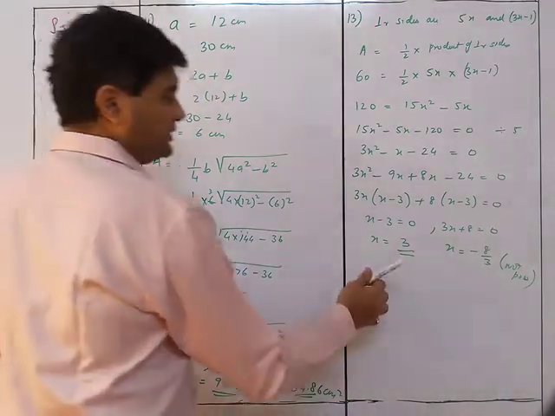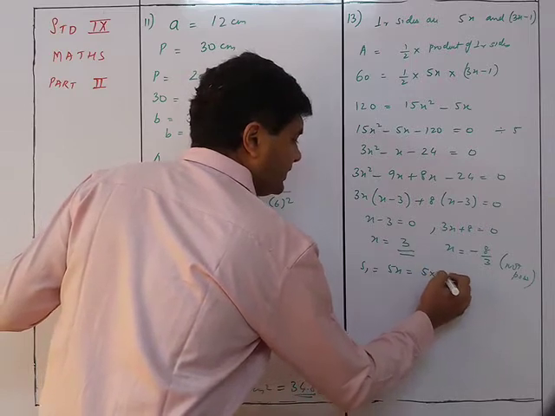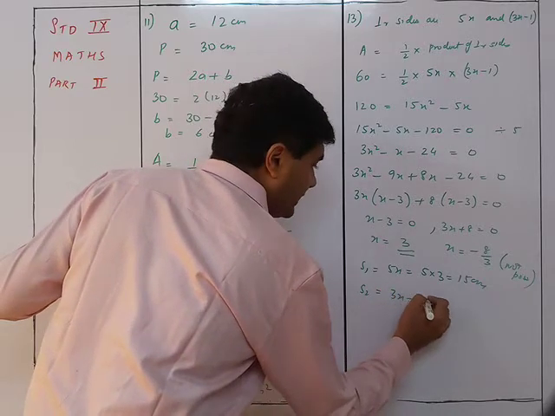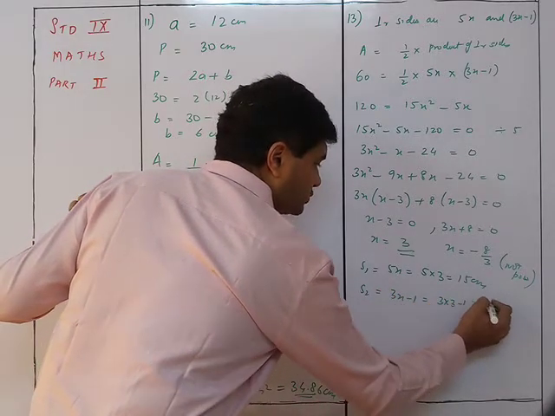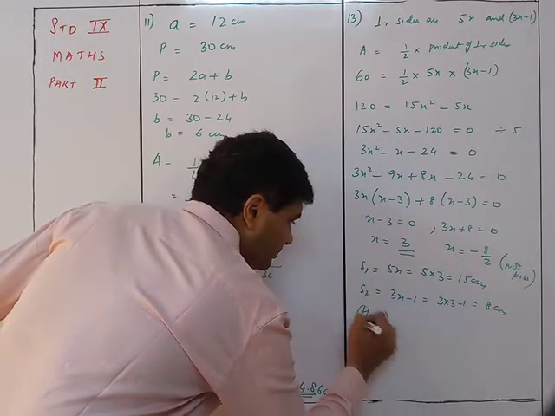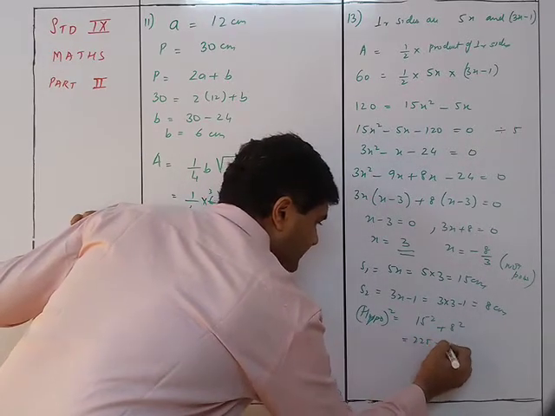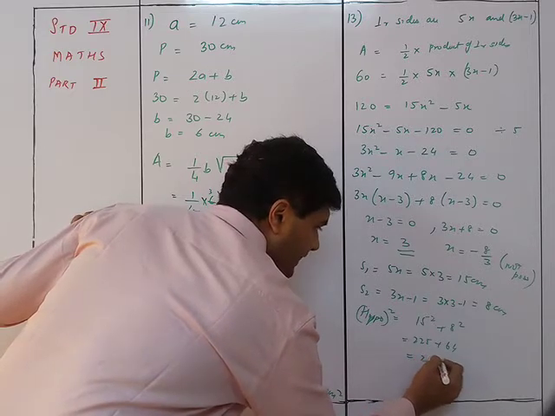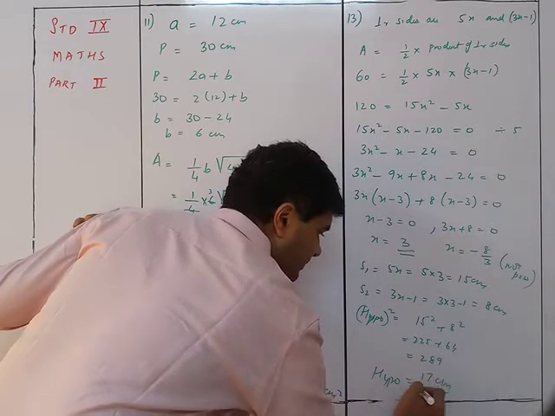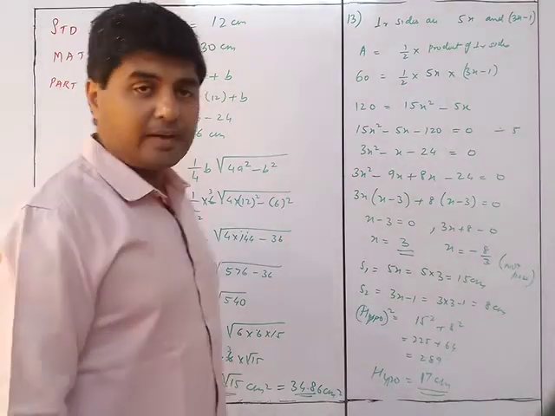So x is equal to 3, therefore we get over here that side 1 is 5x, which is 5 into 3 is equal to 15 centimeters, and side 2 is 3x minus 1, which is 3 into 3 minus 1 is equal to 8 centimeters. Therefore hypotenuse square is equal to 15 square plus 8 square, 225 plus 64, is equal to 289. Therefore hypotenuse is equal to 17 centimeters. Got it? This was sum number 13.